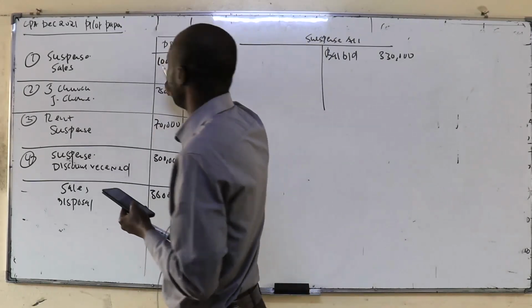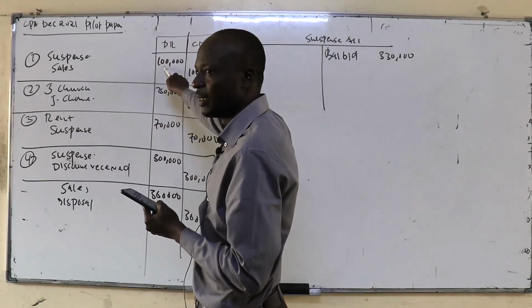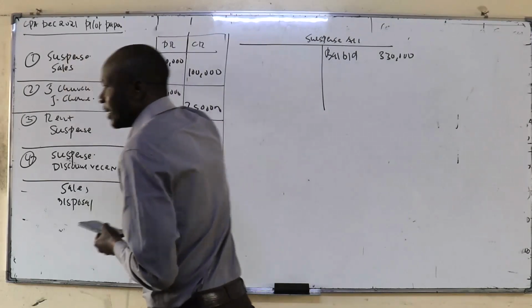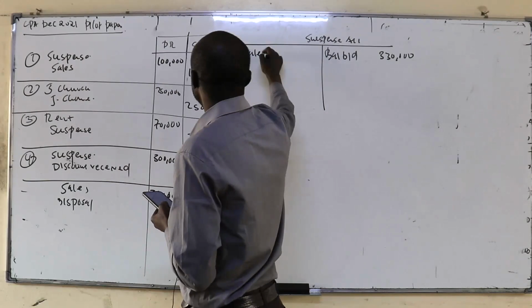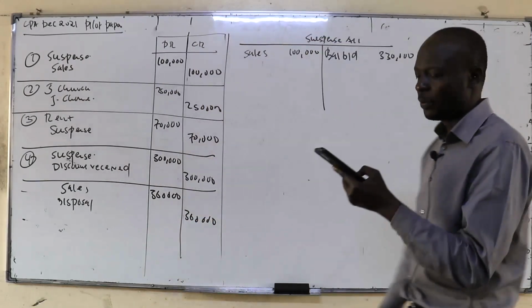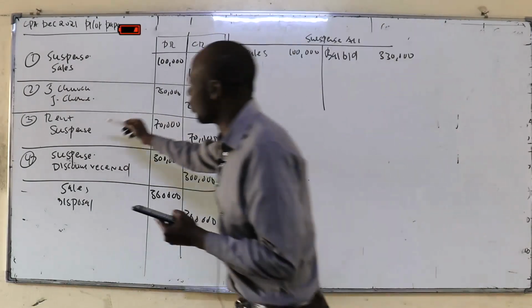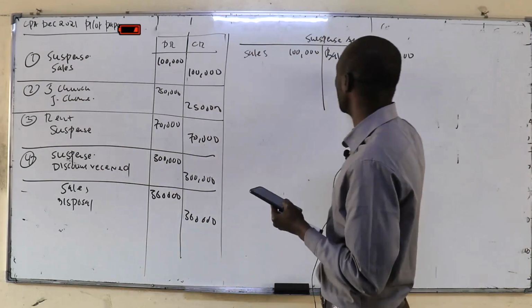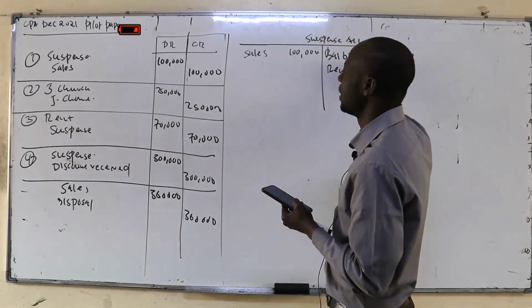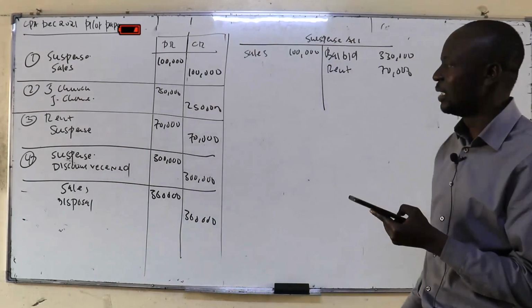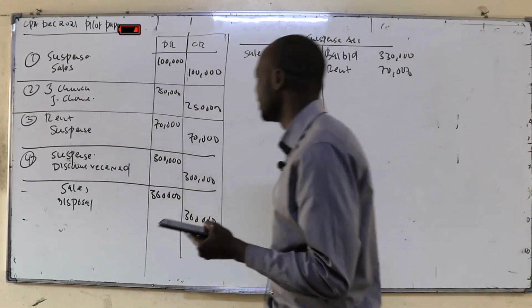Ukishaandika 330, utakuja hapa pale kuna suspense. Unaona hapa ameandika suspense iko debit side. Utaiandika hapa debit side. Lakini imetokana na nini? Sales. So utaandika hapa sales. Ngapi? 100,000. Tumeelewana hapo? Tena unakuja pale kuna suspense. Suspense iko side gani? Ya credit. Lakini unaandika hiyo account nyingine unasema rent. Ngapi? 70,000.